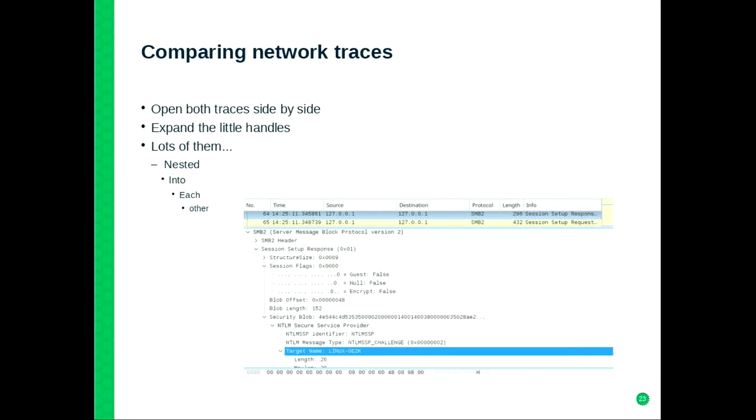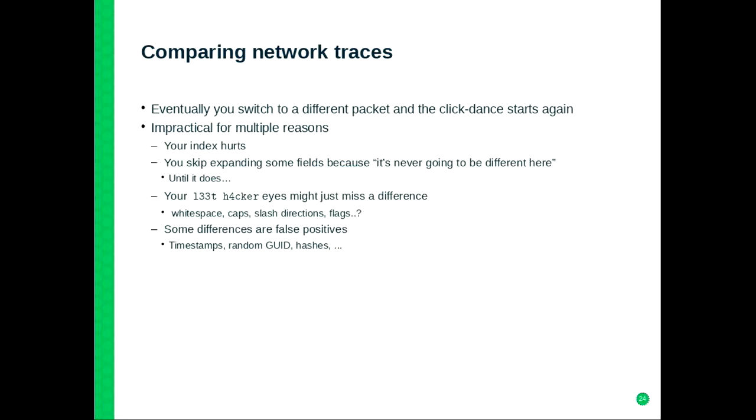The way I would do it before is I would open two instances of Wireshark, one trace in each, and I would look at each packet and expand all the little twisties, and there can be a lot of them, and they can be nested. It's a long process. And eventually you switch to a different packet, and then you start clicking all over again, so it's very impractical. So first of all, your index finger hurts.